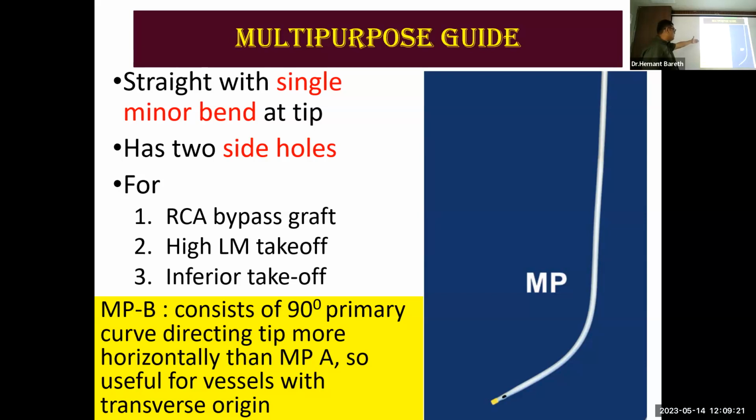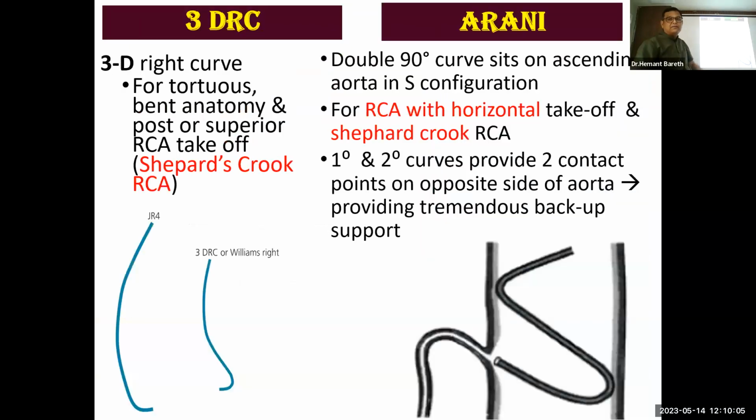It is also useful for right bypass graft, for high left main takeoff, or inferior takeoff. Even for left main, if it has such a takeoff, then you might have to take this multi-purpose, because the multi-purpose catheter can directly go up or directly go down. So anything which is looking up, you can bend it from the aortic root and take it up like this, or it can directly look down. So for a vertically oriented artery, the multi-purpose catheter may be a good option. But multi-purpose B is 90 degrees like any other catheter, so not much use. Multi-purpose normally means multi-purpose A only. And that is the catheter for a vertically oriented artery, whether inferiorly or superiorly.